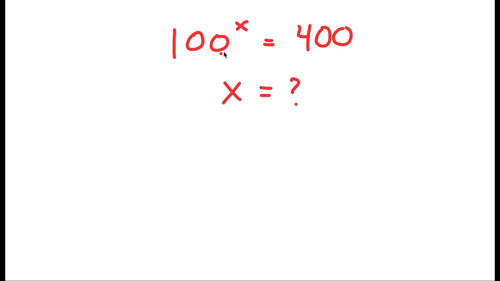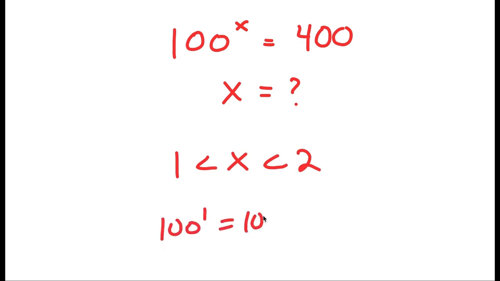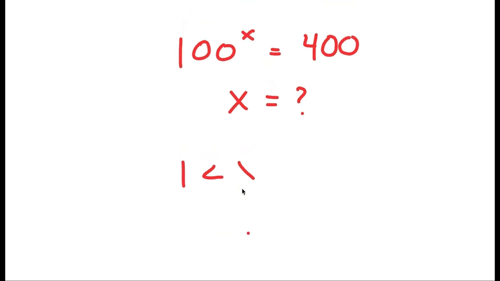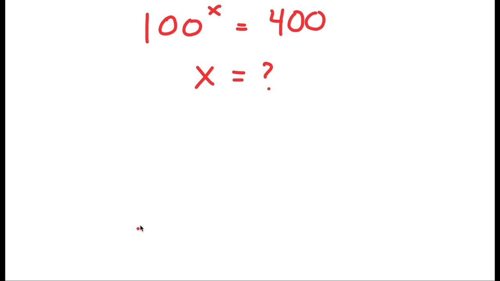So we see that x is going to be in between 1 and 2, because 100 to the power of 1 is 100, and 100 to the power of 2 is 10,000. So it's going to be more closer to 1 than it is to 2, but it's going to be somewhere in the range of 1 and 2. So to solve this, what I'm going to be using is logarithms.